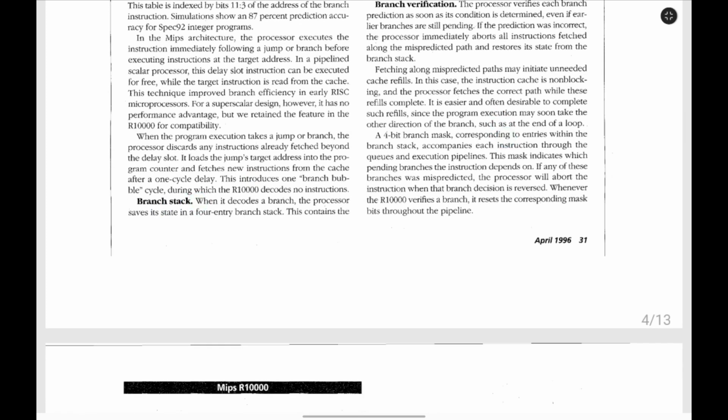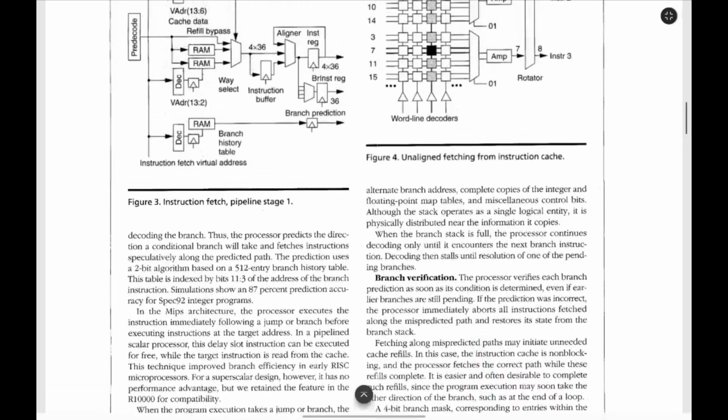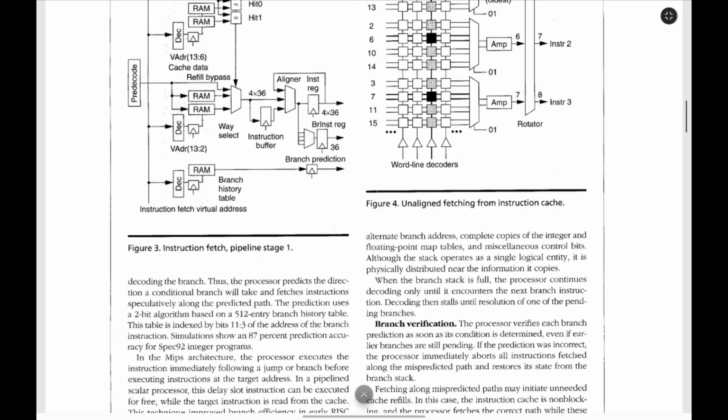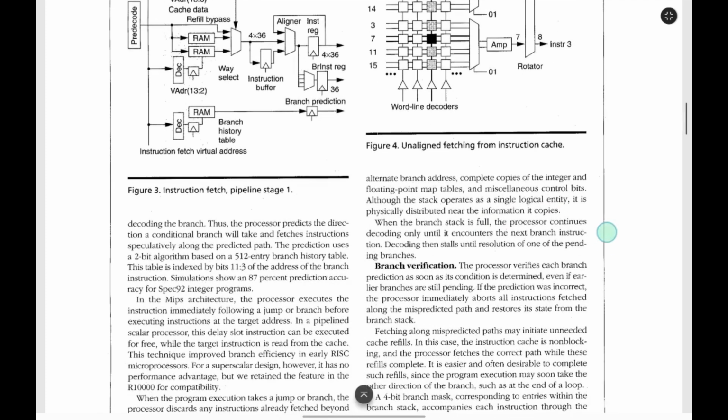The branch stack. When it decodes a branch, the processor saves its state in a 4-entry branch stack. This contains the alternative branch address, the complete copies of integer and floating point map tables, and miscellaneous control bits. Although the stack operates as a single logical entity, it is physically distributed near the information it copies. When the branch stack is full, the processor continues decoding only until it encounters the next branch instruction. It stops decoding until the resolution of one of the pending branches.